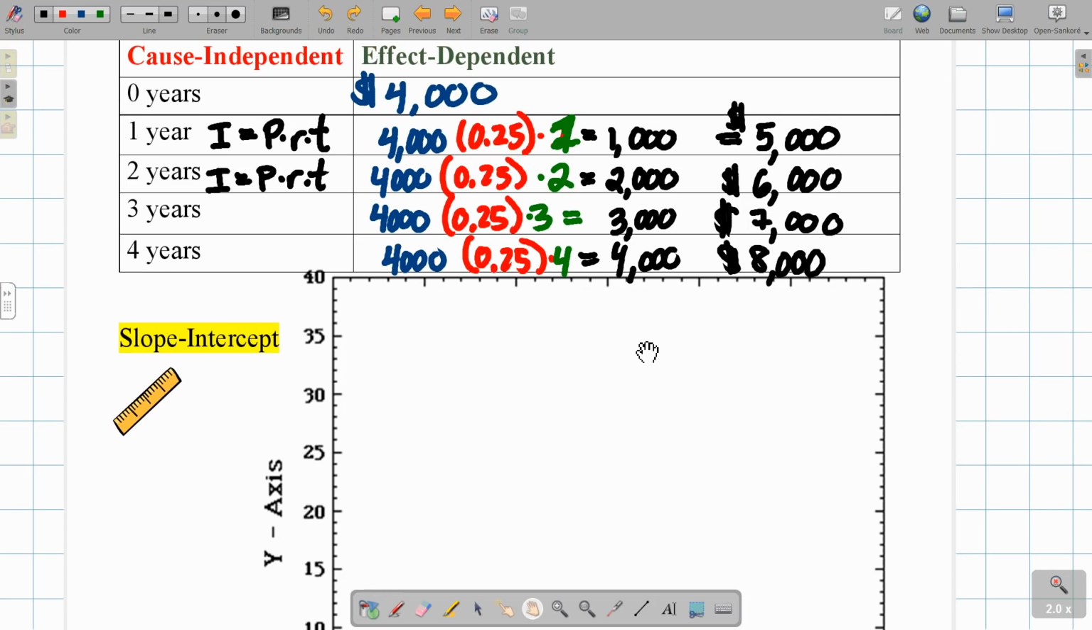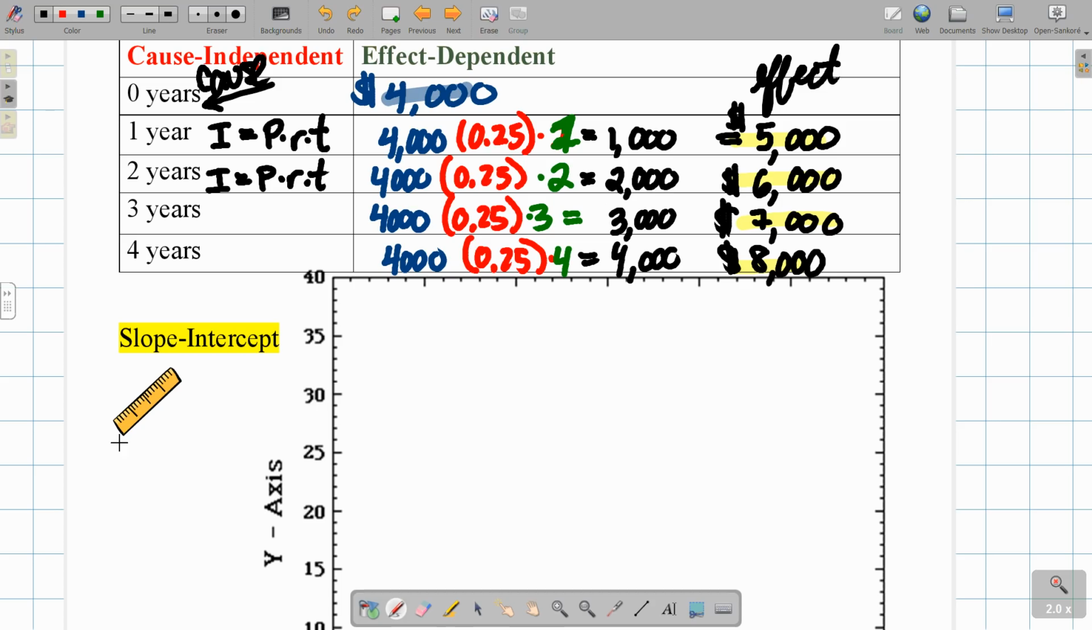So if I were to graph this, it's going to look like this. My independent variable is time, because the time doesn't change. My money changes because of the passage of time. So my cause is time and my effect is money.